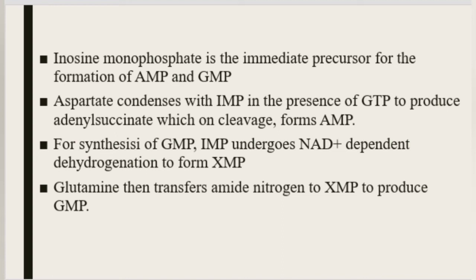Aspartate condenses with IMP in the presence of GTP to produce adenylosuccinate, which on cleavage forms AMP. And for the formation of GMP, IMP undergoes NAD plus dependent dehydrogenation to form xanthosine monophosphate. And glutamine then transfers amide nitrogen to XMP to produce GMP.